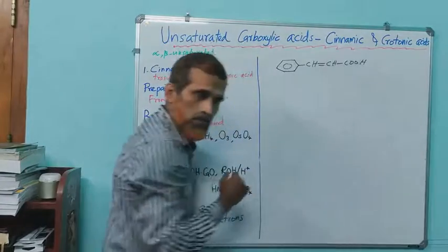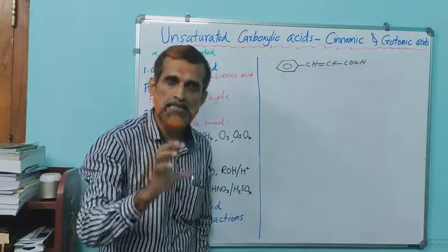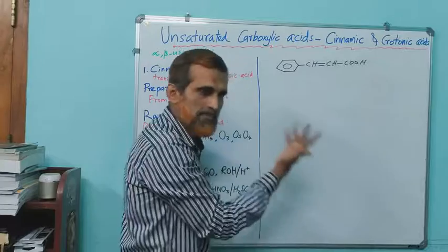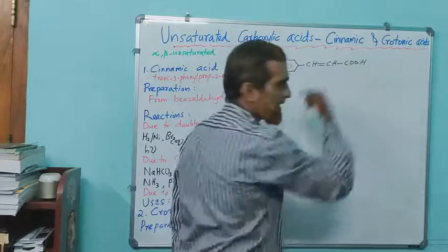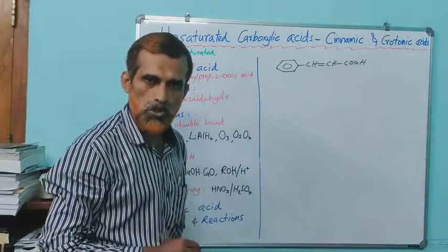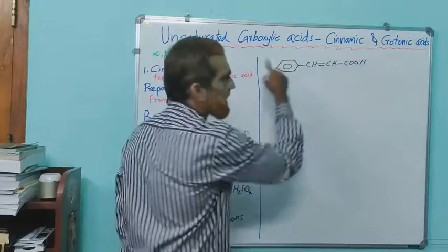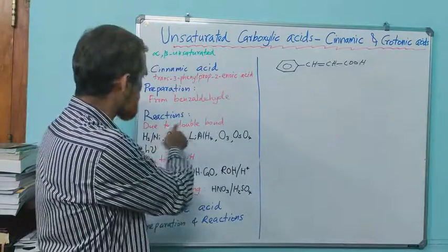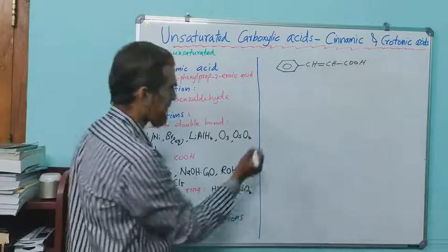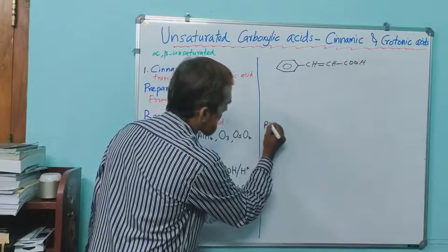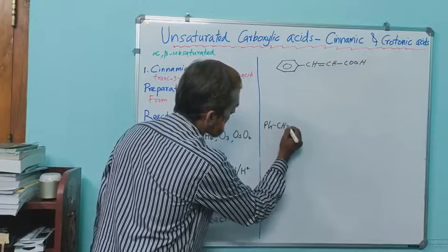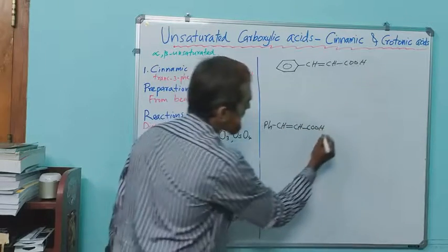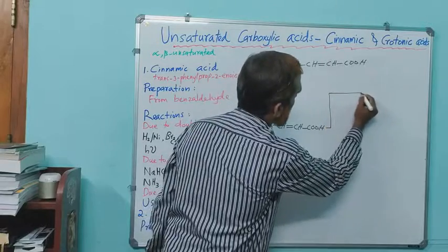There's a double bond, so it can show reactions characteristic of a double bond, like addition reactions, etc. It can show reactions characteristic of the COOH group and also reactions characteristic of the aromatic ring. So reactions due to the double bond, let us discuss first. Let us write the compound CH=CH-COOH, cinnamic acid, treated with various reagents.